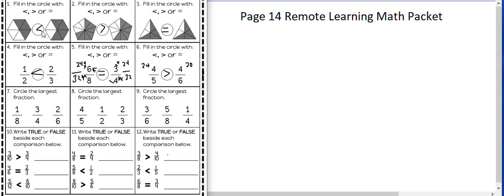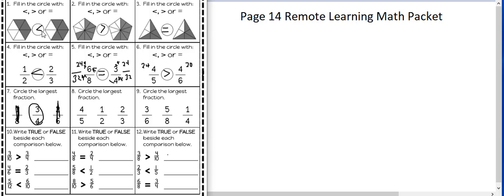All right, so here, number 7. Circle the largest fraction. Again, I'm going to compare them to 1/2. 1/8 is less than 1/2. 2/6 is less than 1/2. So that cancels out this one and this one. So I would just know that that has to be the greatest. It's the only one that's bigger than 1/2.